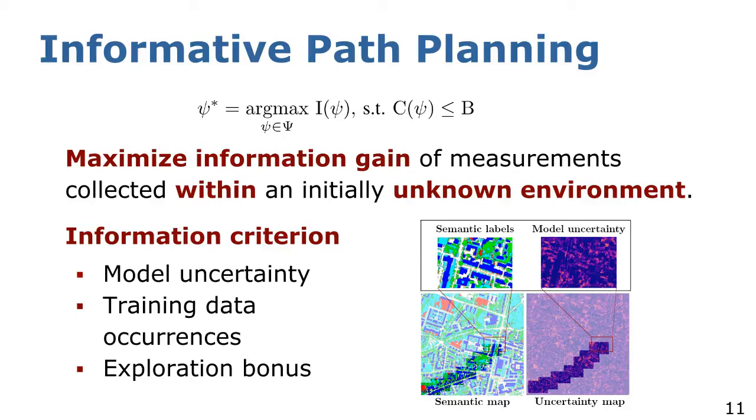To this end, we plan paths maximizing model uncertainties stored in the global map. Further, we normalize the model uncertainties by counting how often a pixel measurement already occurs in the training dataset to foster training data diversity. Last, we assign an exploration bonus to not yet visited terrain areas.